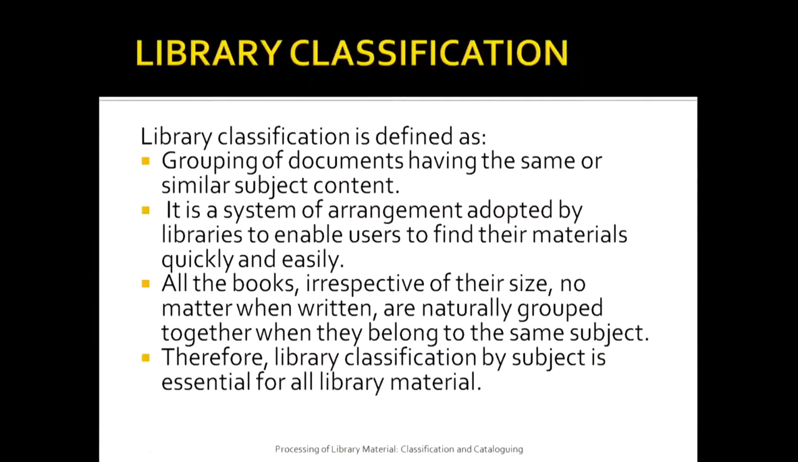Library classification has been defined by several experts in various ways. One very important definition of library classification is grouping of documents having the same or similar subject content. Library classification is also a system of arrangement adopted by libraries to enable users to find their material quickly and easily. All the books in the library, irrespective of their size, no matter when written, are naturally grouped together when they belong to the same subject. Therefore, library classification by subject is essential for all library material.